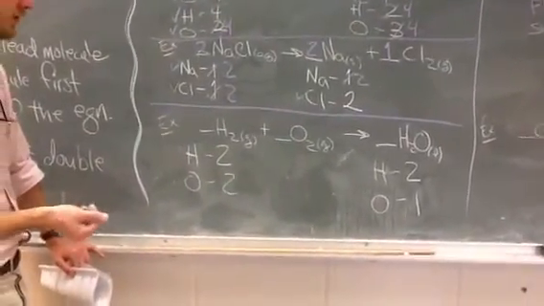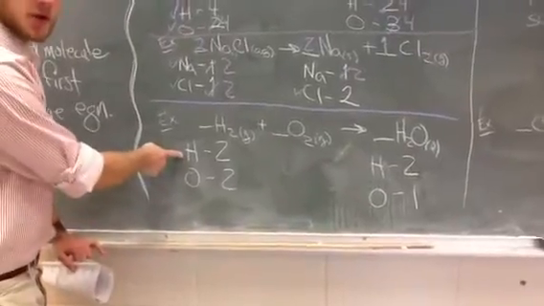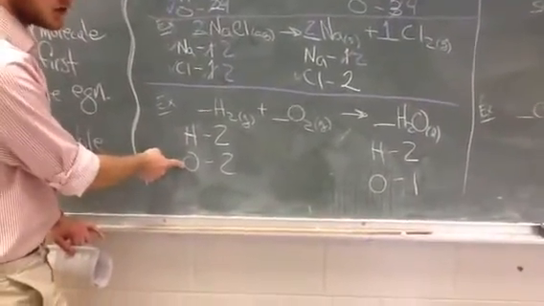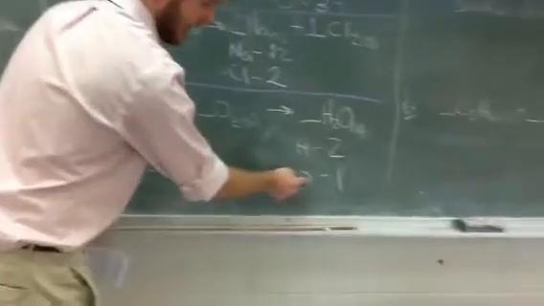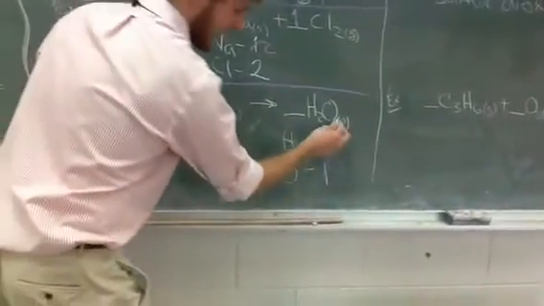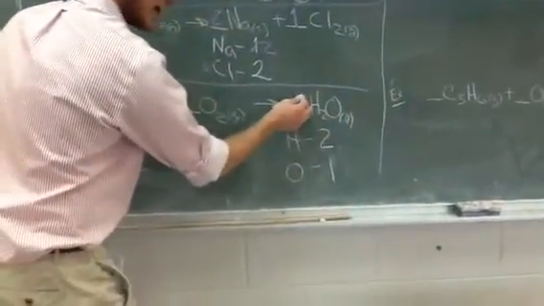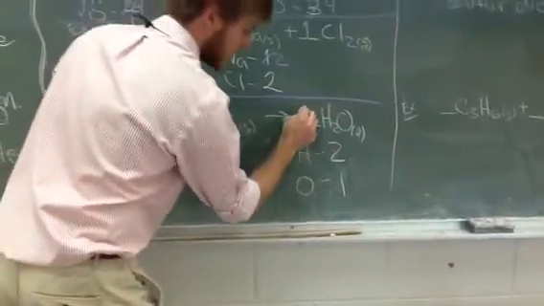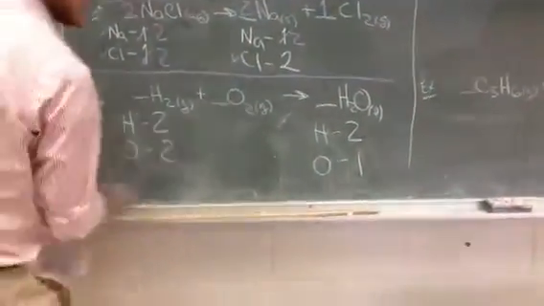Well, what am I going to balance first? Looks like my hydrogens are already balanced, so I'm going to focus on the oxygen. This is 2. I need 2 over here. Remember, I can't add a 2, I can only change the coefficient. So I'll change to blue right now.